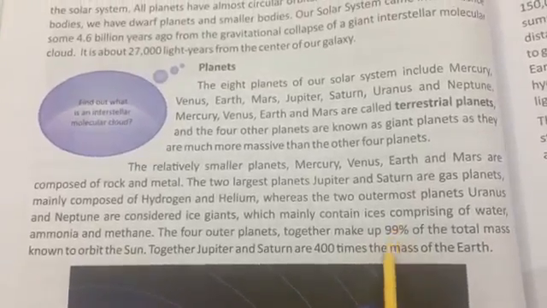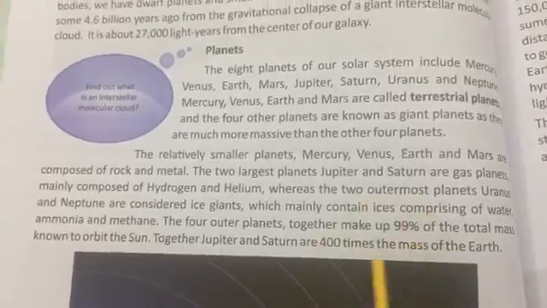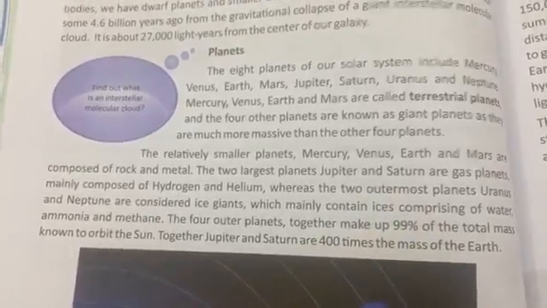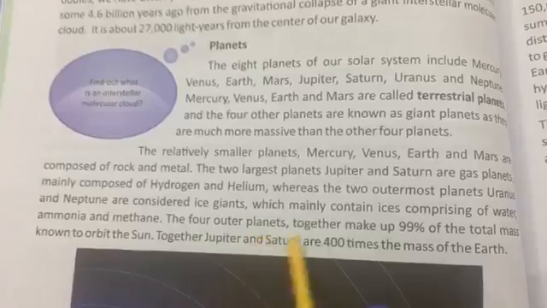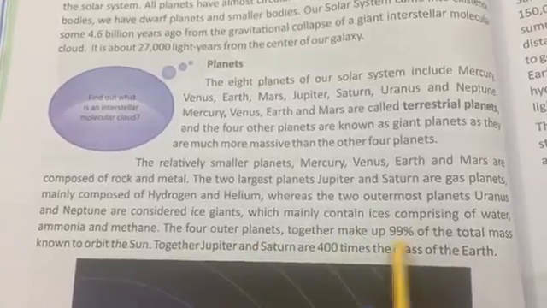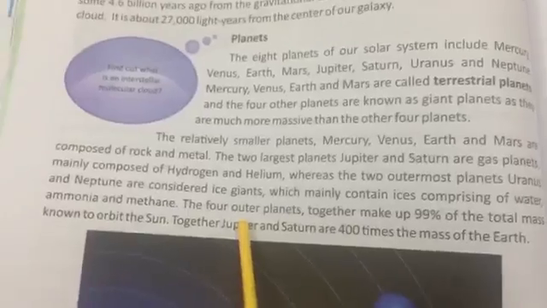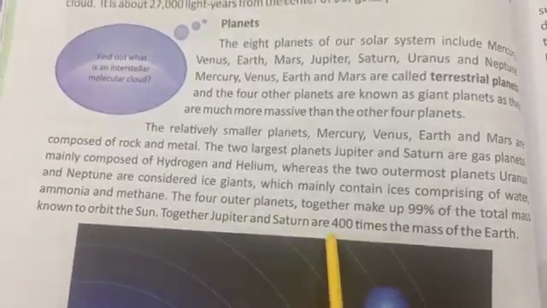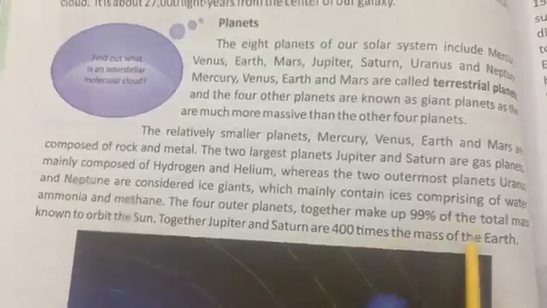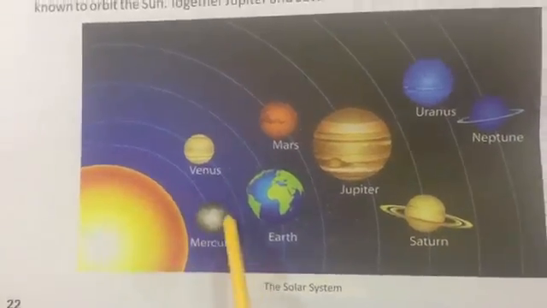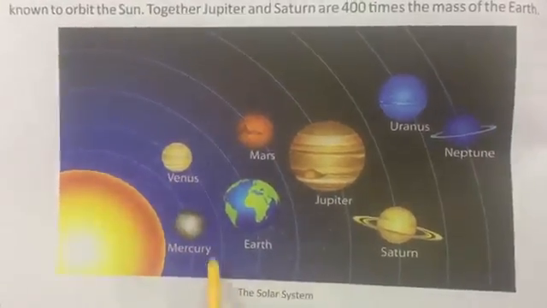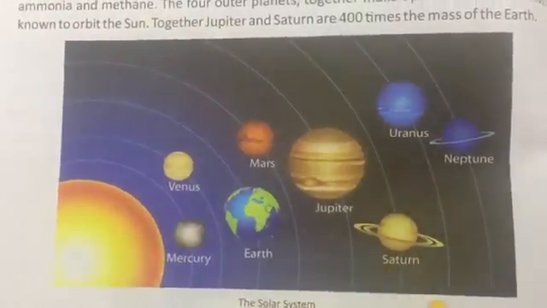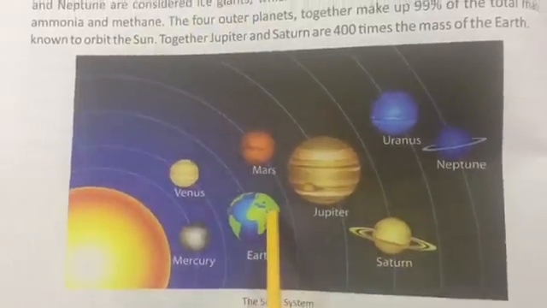Now, 99% of the mass of the solar system is made up by the outermost four planets, right? And Jupiter and Saturn are 400 times bigger than the Earth. Now you can see here we have the solar system. This is the Sun, and these are all the planets, and they are moving on their orbits in a circular motion around the Sun.